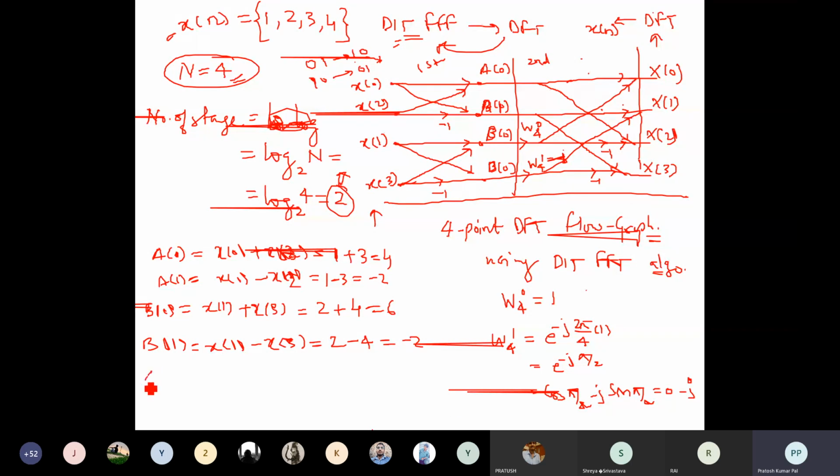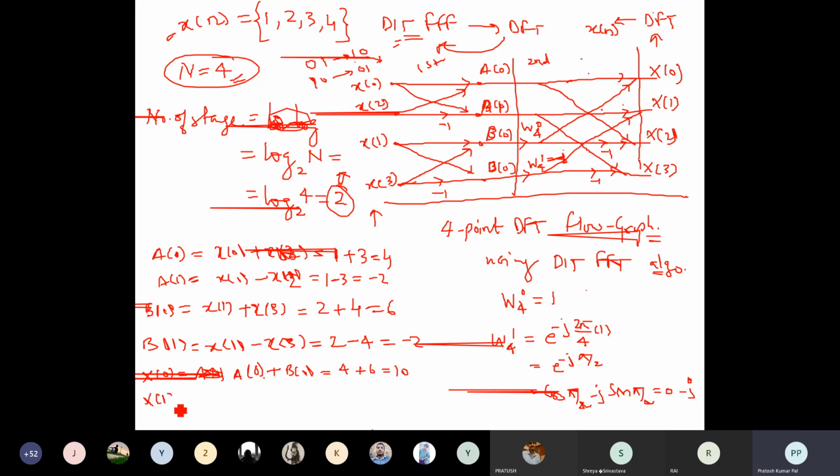So this x0 will be calculated like this: whatever a0 value is there will be added to b0 multiplied by w40. So w40 is 1, so it will be a0 plus b0. From the above it is 4 plus 6, that is 10.